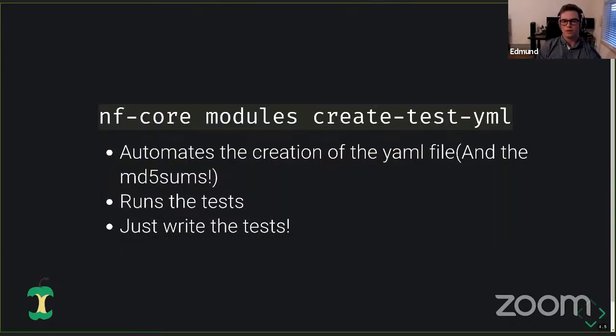Luckily, you don't have to know how to do any of that. You just need to know nf-core modules create-test-yml, that the tools people have created for us. This automates the creation of the YAML file and the MD5 sums for you as well. It also runs the test for you for the first time. All you have to do is write the test in Nextflow. So if you know Nextflow, you can write the tests.